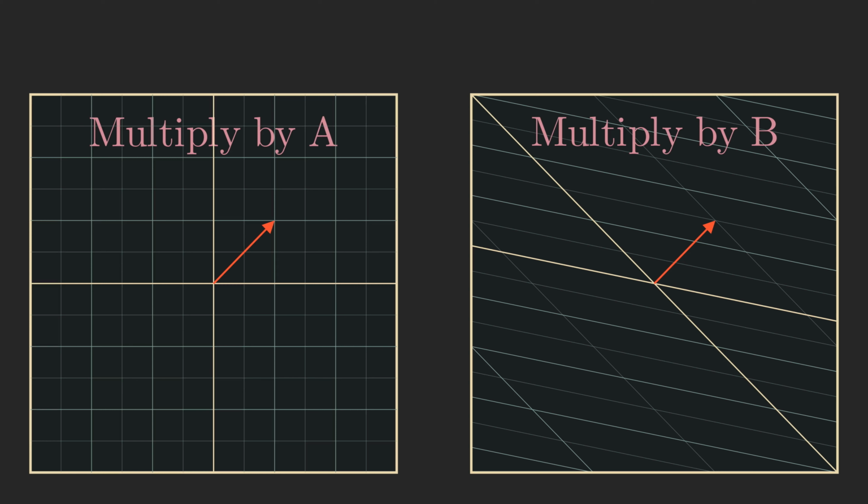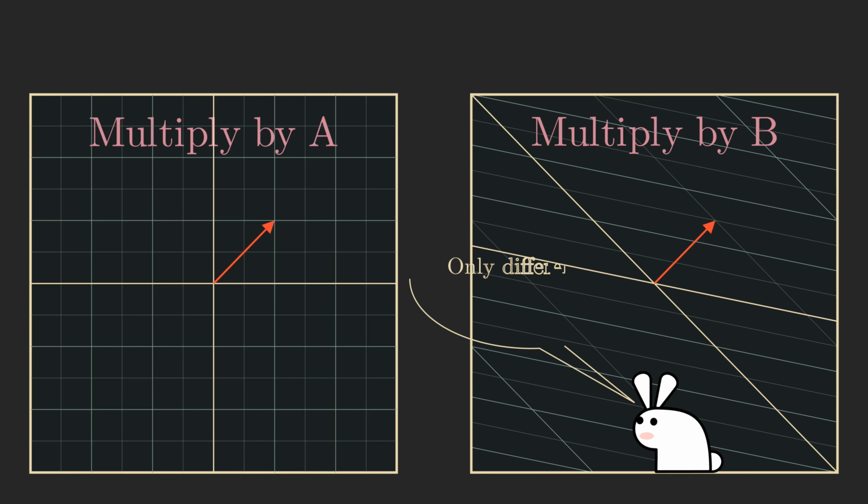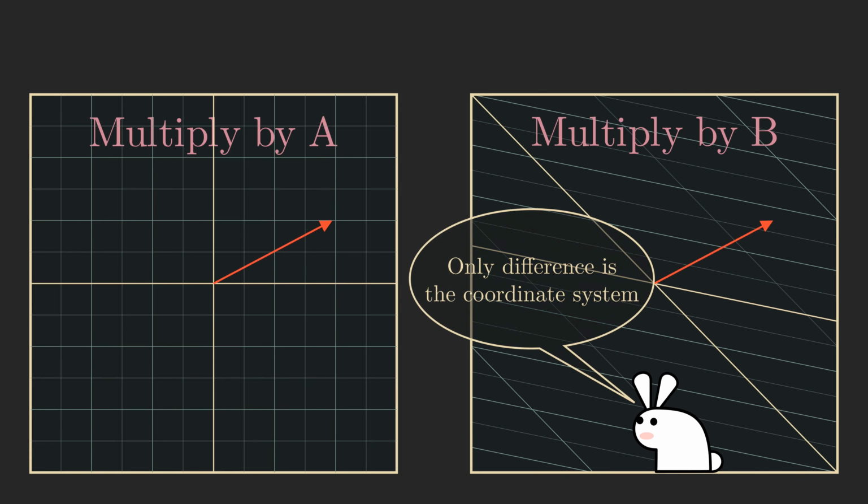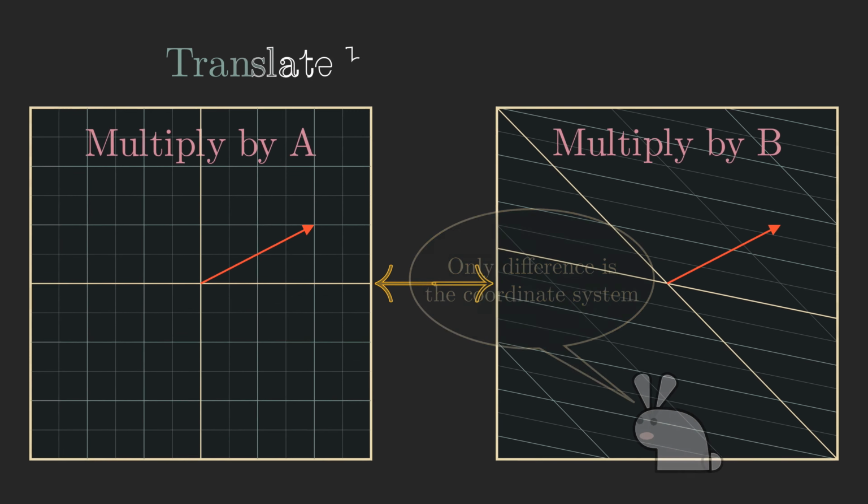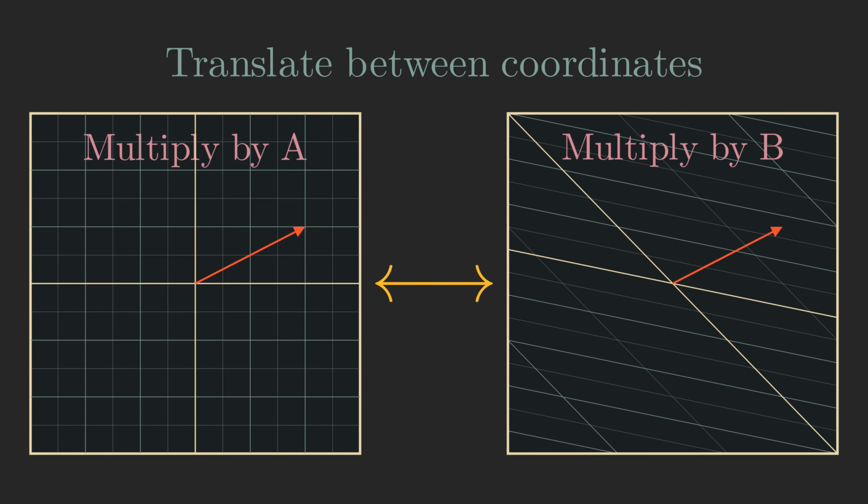Now, in order to find B, we need to make this observation. The only difference between A and B is the coordinate system itself. So in order to find B, we need to be able to translate between these coordinate systems. We need to find a way to understand how a vector described in the language of one coordinate system translates into the language of another.